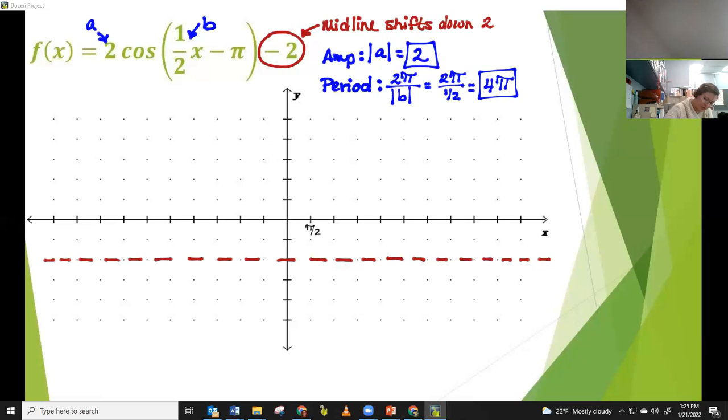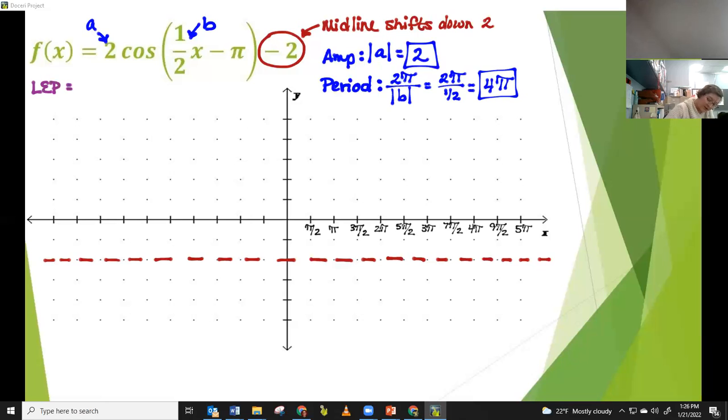So here's 1 pi over 2, 2 pi over 2, 3 pi over 2, 4 pi over 2, 5 pi over 2, 6 pi over 2, 7 pi over 2, 8 pi over 2, 9 pi over 2, 10 pi over 2. Do you think I've got a better chance of fitting 2 full periods on there now? Yes. Okay. So now I need my left endpoint and my right endpoint.